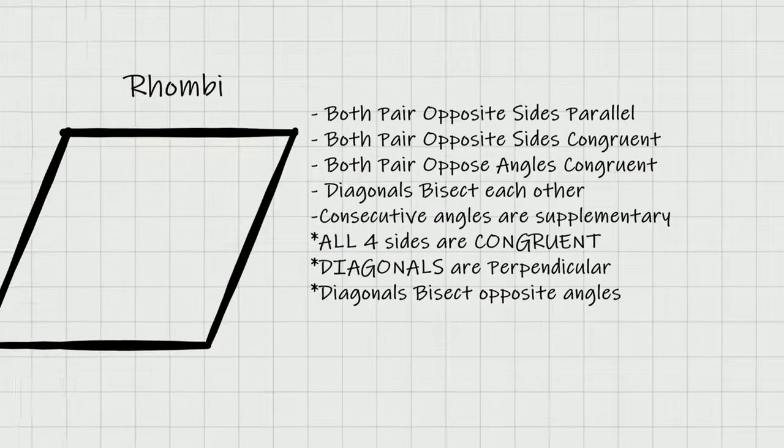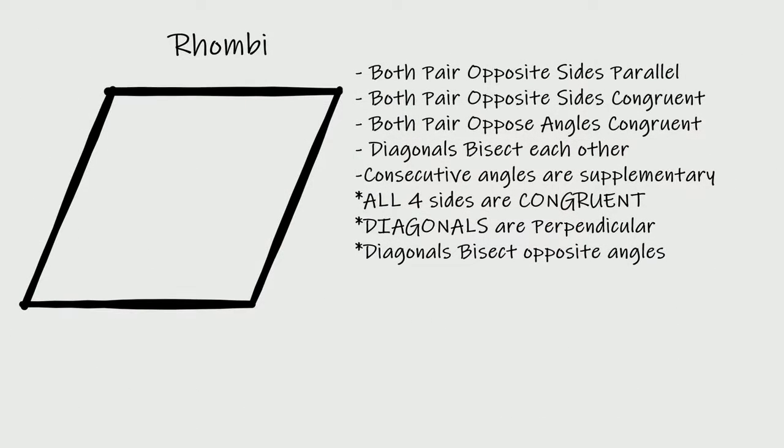Which brings us to our next shape, which is a rhombus or rhombi. And once again, notice how the first couple of properties are the same exact ones as a parallelogram. The only difference now is we're adding 3 extra properties that make it a rhombi or a rhombus, which is that all 4 sides are congruent, right?